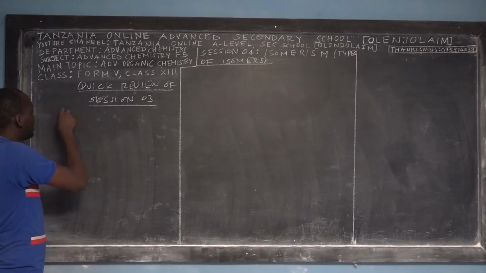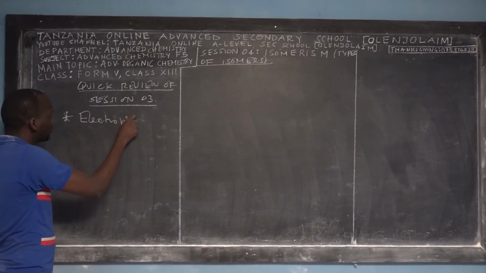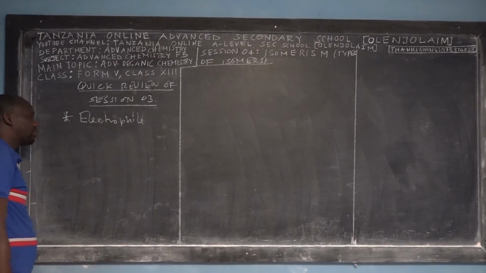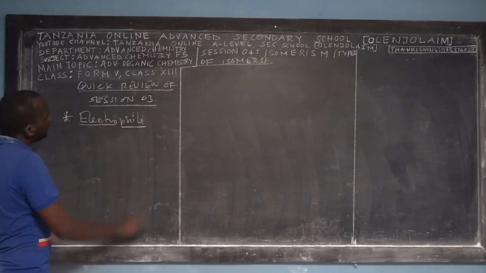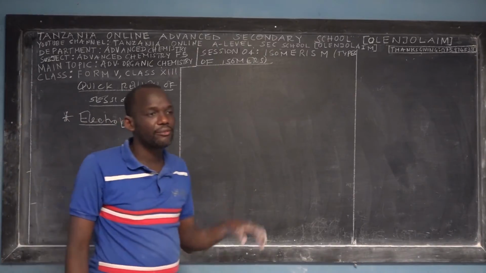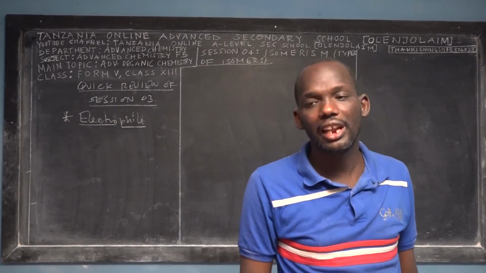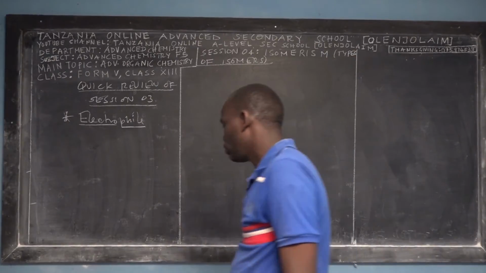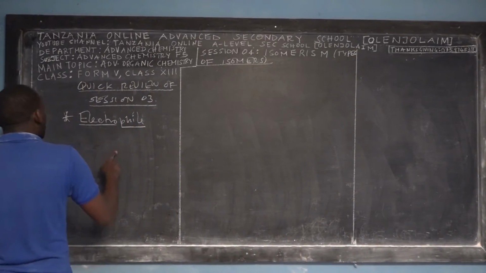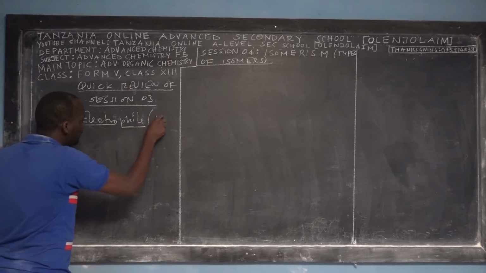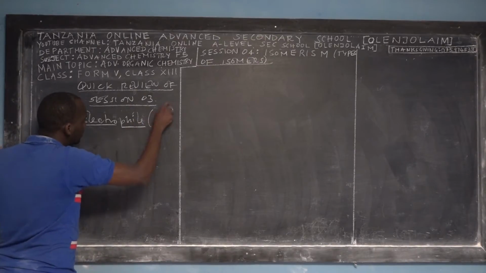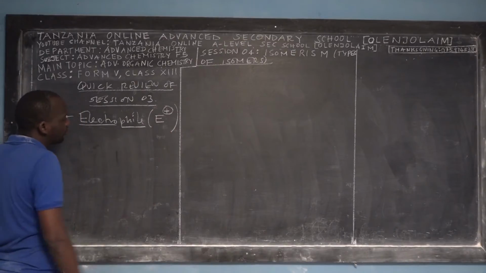Firstly, we introduced what the terminology electrophile means. Electrophile is a combination of two words: electro and phile. Electro means electrons, and phile means love. So an electrophile loves electrons. It is rich in protons but deficient in electrons, so it loves more electrons as much as it can. This is the symbol we use for an electrophile in chemical reactions.